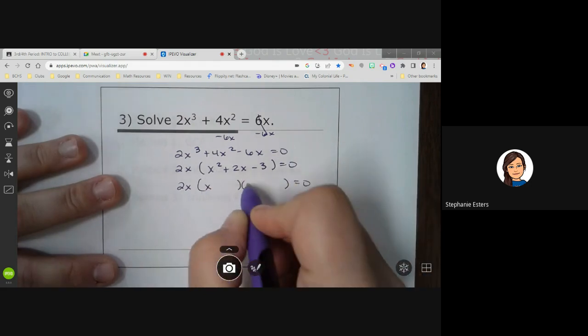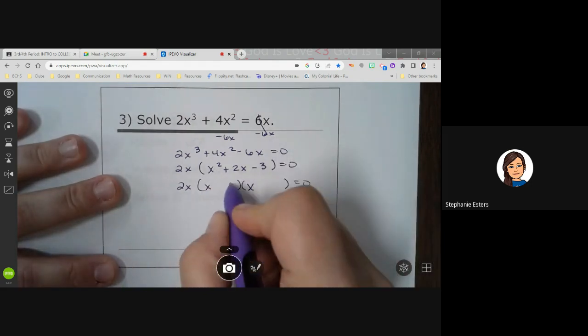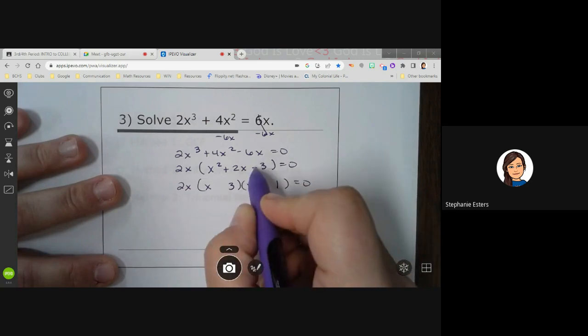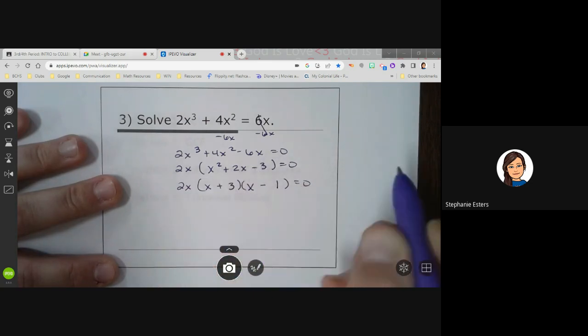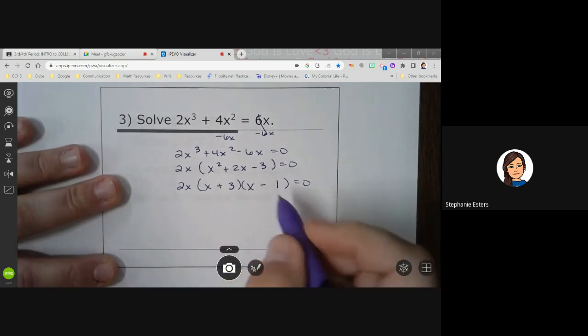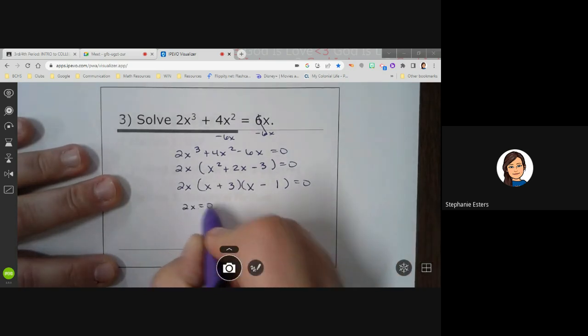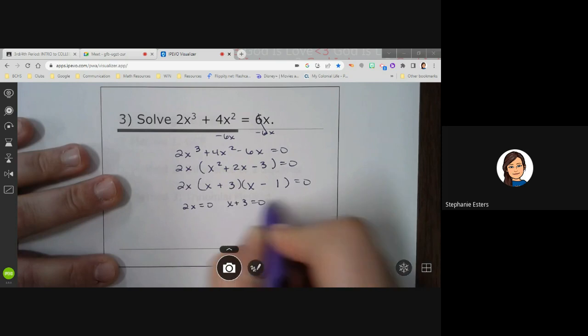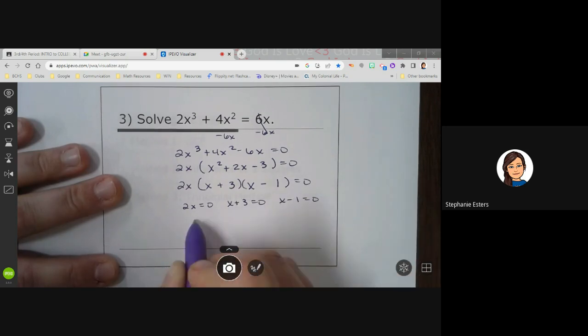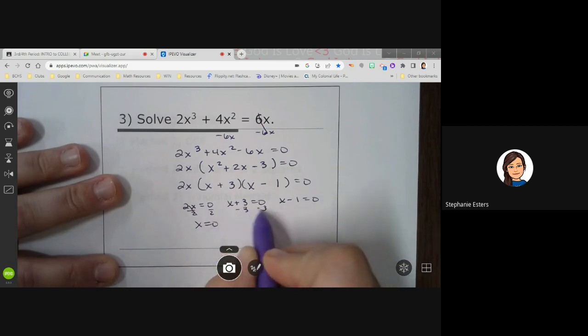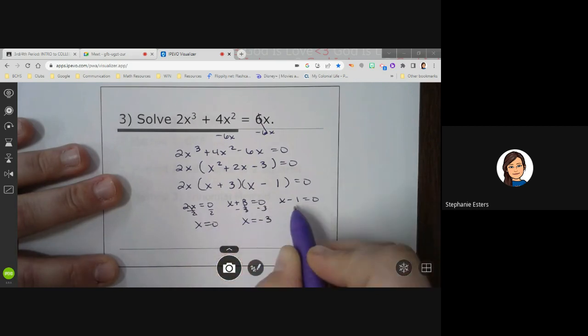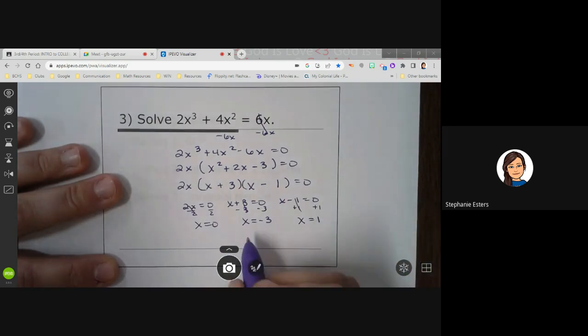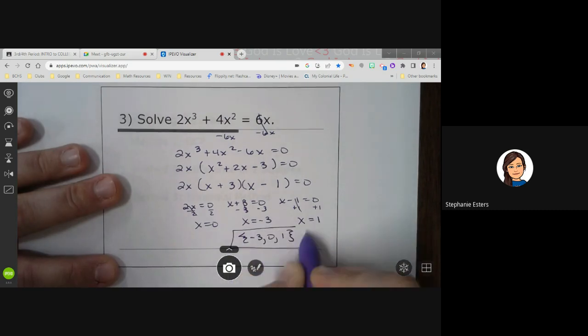Factors of x squared are x times x. Factors of 3 are 3 and 1, but to subtract and get a positive 2, it's got to be positive 3 minus 1. Now that it's factored, I set each factor equal to 0, and I solve. So dividing by 2, x is 0, subtracting the 3, x is negative 3, and adding the 1, x is 1. Pretty massive solution set here, all 3 digits.